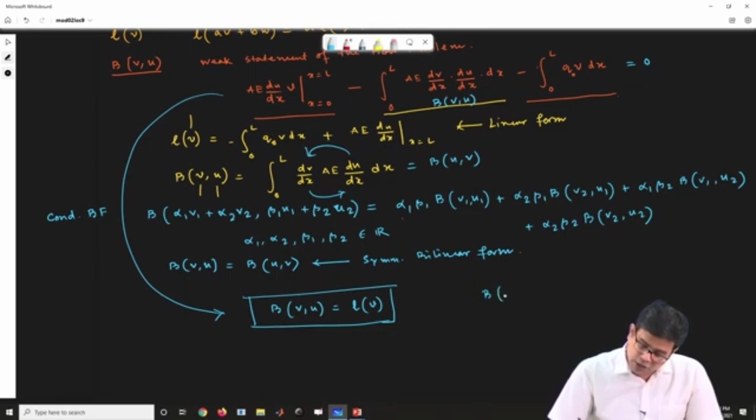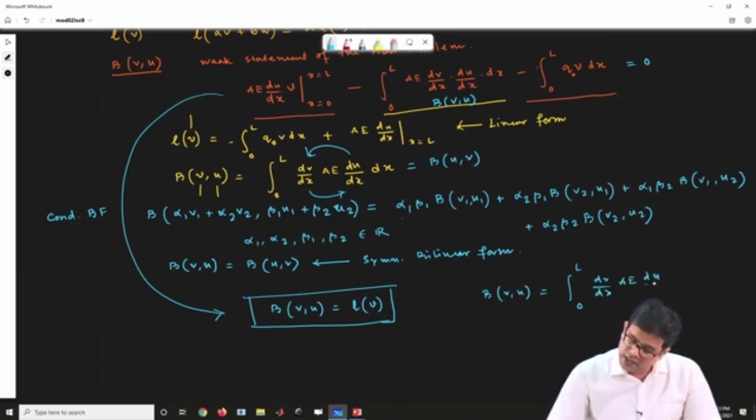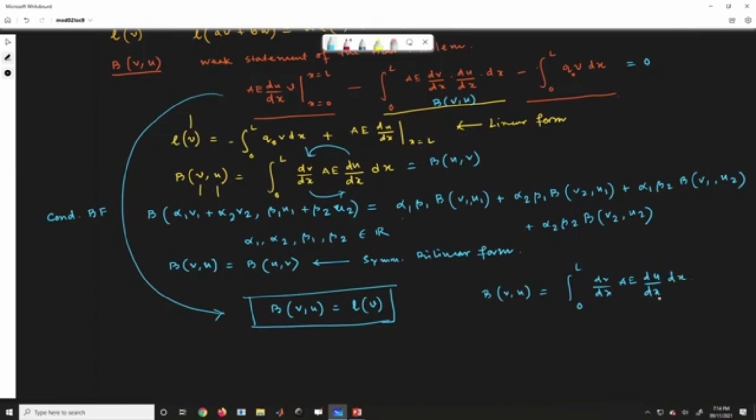Now B of v comma u is my bilinear form, that is the integral from 0 to L of dv/dx, AE, du/dx, dx. If you look carefully, this is something related to the strain energy, in fact the derivative of the strain energy. You will see this later. Now L of v is nothing but minus the integral from 0 to L of Q0 v dx, plus the boundary condition term, which is P times v at L. So for the bar problem, this is my weak statement.